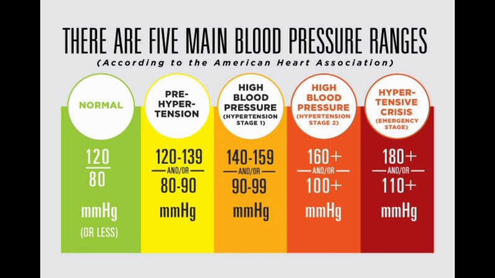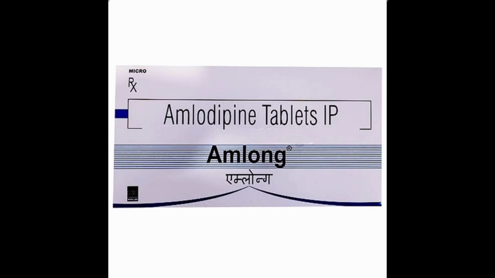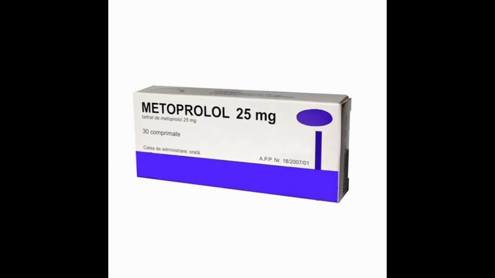Third one, hypertensive stage 2. In this stage, the systolic pressure goes above 160 and the diastolic pressure goes above 100 mm of Hg. In stage 1 and stage 2 hypertension, doctors will prescribe oral antihypertensive medications to correct the hypertension, like tablet amlodipine or tablet metoprolol and so on.